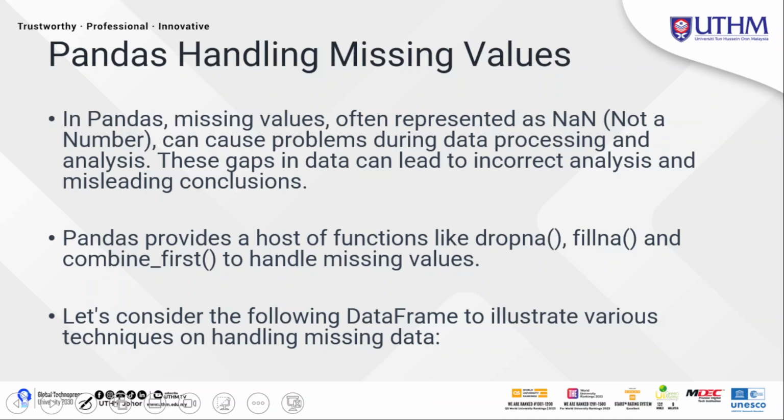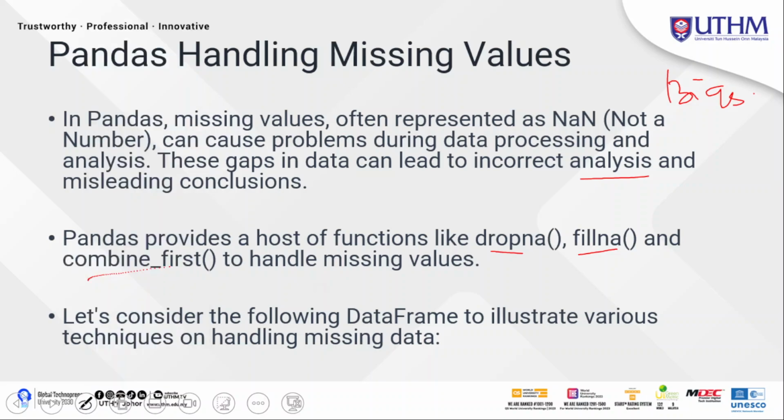In Pandas, missing values are often represented as not a number, which can cause problems during data processing and analysis. These gaps in the data can lead to incorrect analysis and misleading conclusions. It can make your analysis biased. This is the term that you need to remember: bias results. Pandas provides a host of functions like dropna, fillna, and combine_first to handle the missing values. We already learned about dropna and fillna; now let's learn about combine.